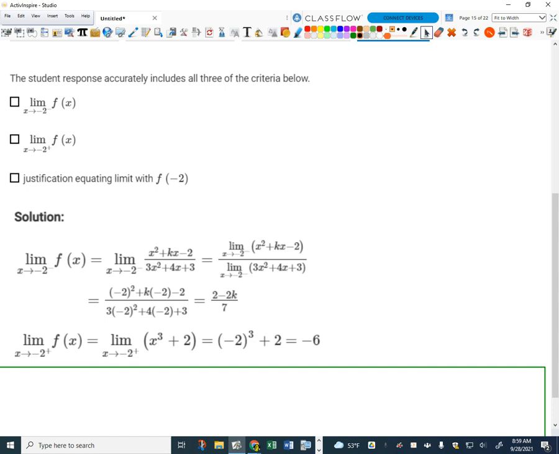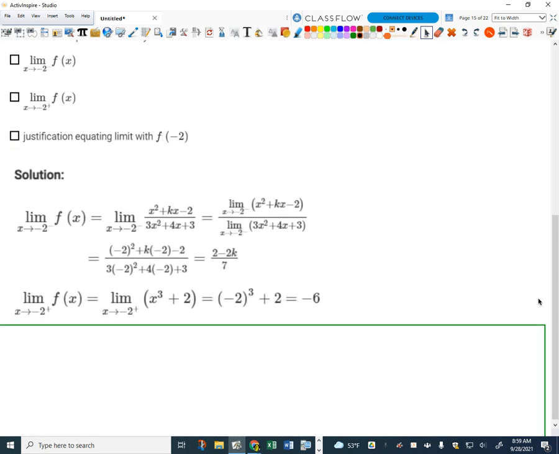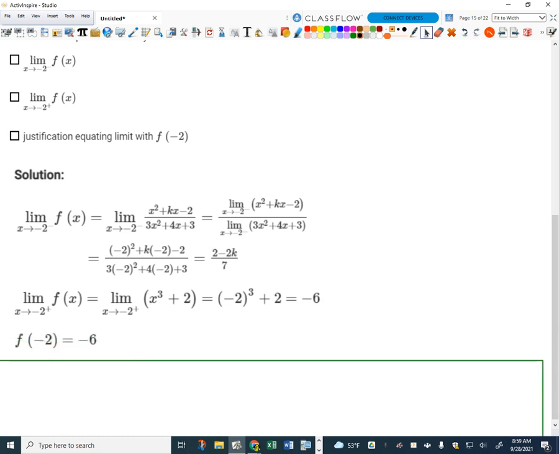As we approach -2 from the right, that puts us on this piece right here, where x is defined as being greater than or equal to -2. And so if we evaluate that, we just get -6 if we plug in -2 and then evaluate, okay? So then I would add something else here then.